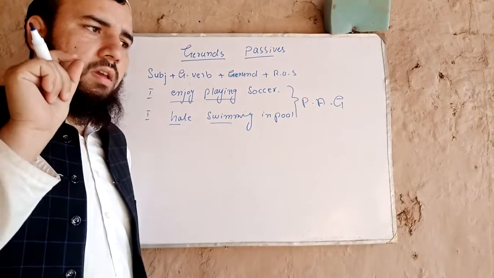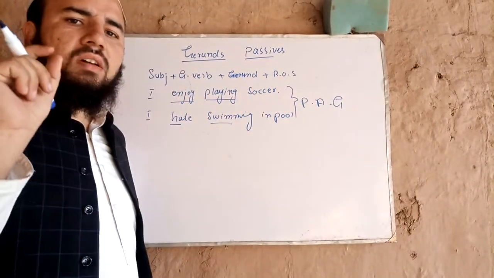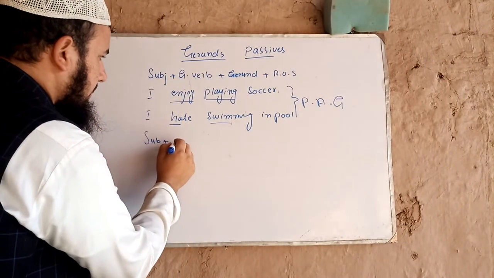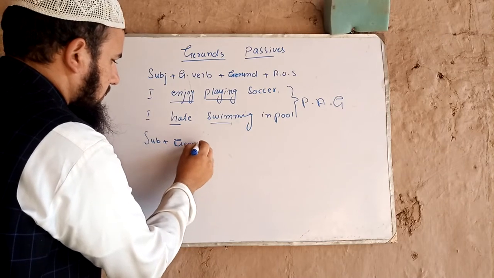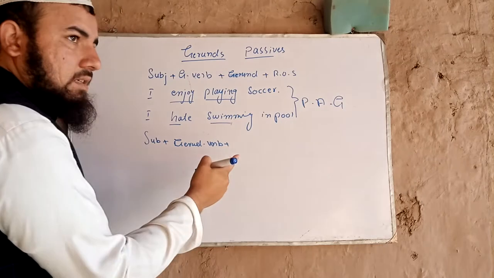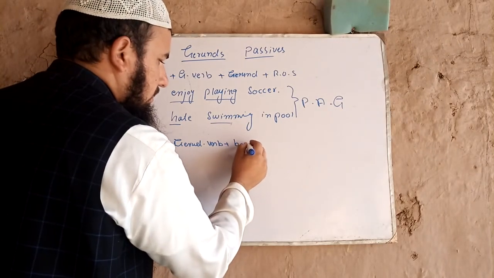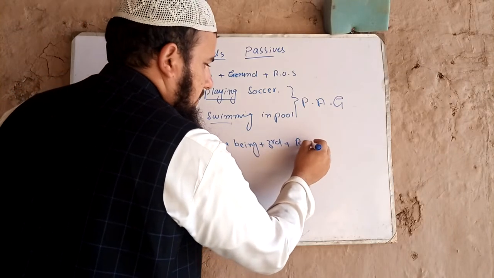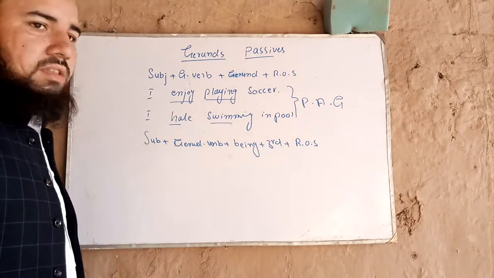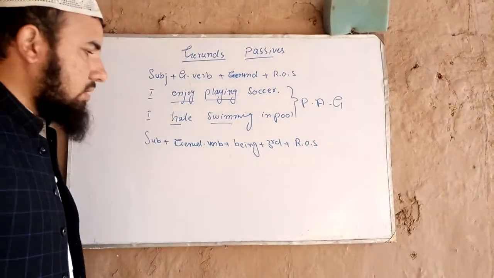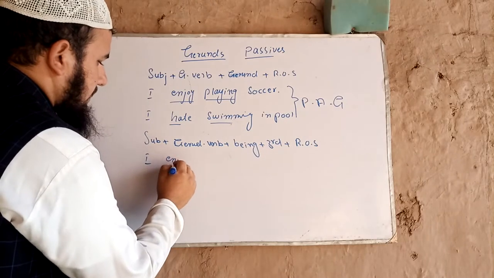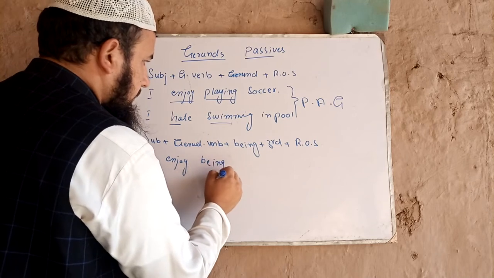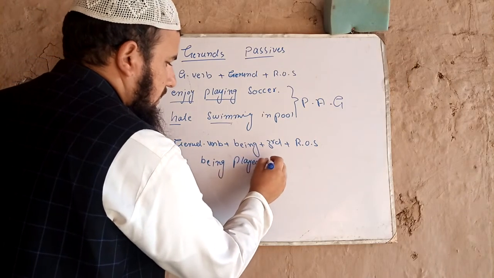Now how will we change these kinds of sentences? So brothers, in this structure we just add one word. Like for example, I'll repeat this structure: subject plus gerund verb plus being plus third verb plus rest of the sentence. Now how will I change this sentence? Like I enjoy playing soccer, so I enjoy being played soccer.